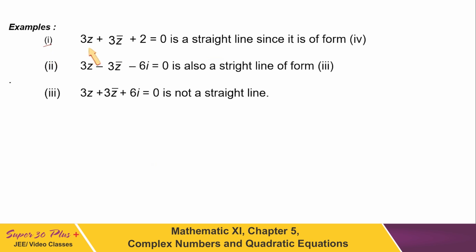Students, here are examples. Example number 1, 3z plus 3z bar plus 2 is equal to 0. It is a straight line because it is the form number 4. Example 2, 3z minus 3z bar minus 6 iota: here is the plus sign and here is the minus sign. If minus sign, then it is also a straight line because it is purely imaginary. But if plus sign, then here must be a purely real number. And in example number 3, here is the imaginary part, or you can say a purely imaginary number, so it is not a representation of a straight line in complex numbers.